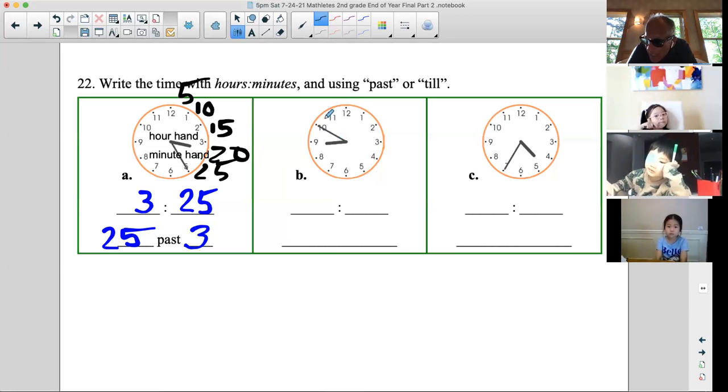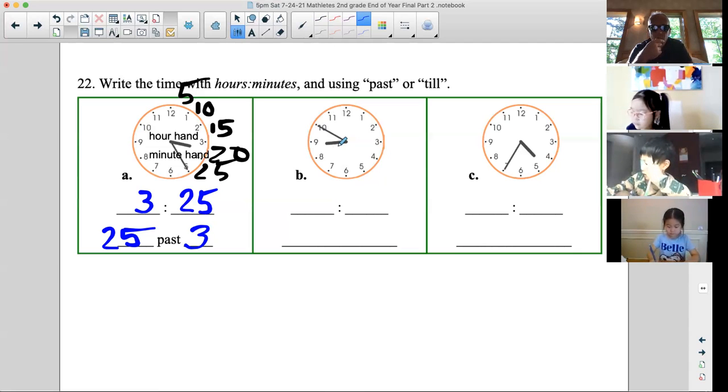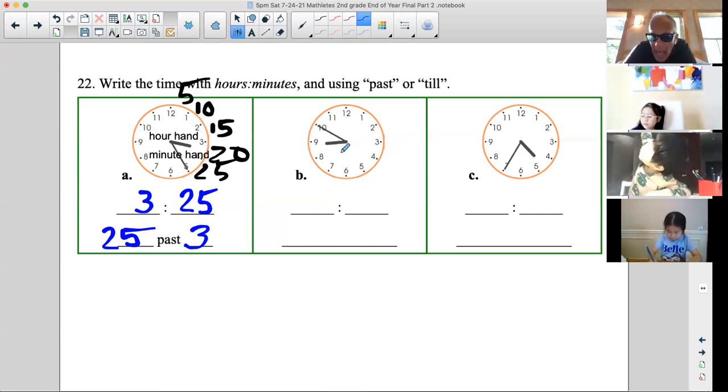It's how many minutes to 9 o'clock? So let's think about this. Everybody write it down. What's the hour and what's the minutes? Okay, what's the hour, everybody? 1, 2, 3, go. 8. It is 8. 50 minutes.